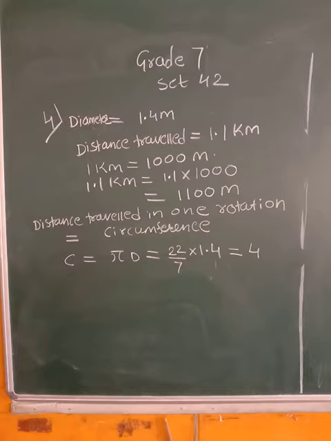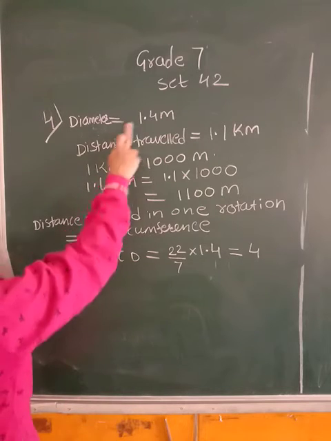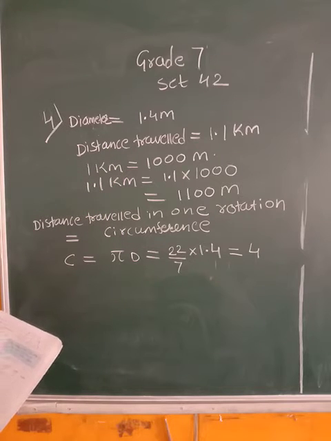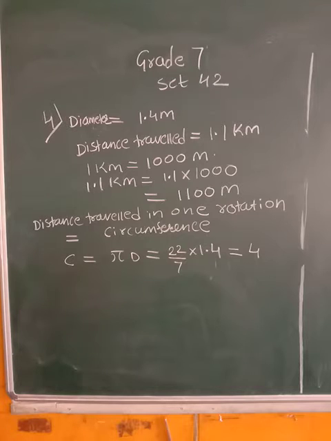In that, set 42, fourth question now. The wheel of a bullock cart has a diameter of 1.4 meter. Can you see the diameter is 1.4? How many rotations will the wheel complete as the cart travels 1.1 kilometers?